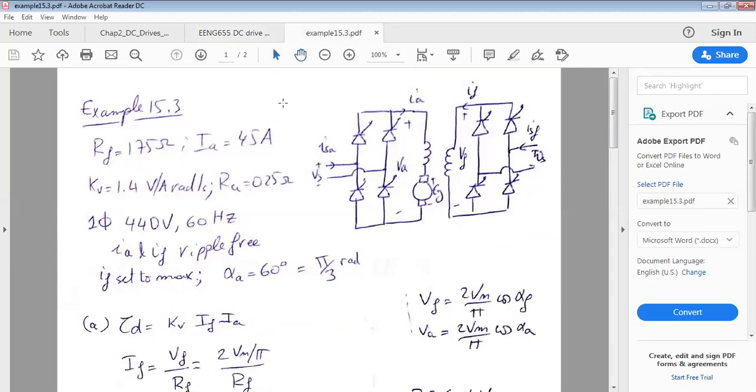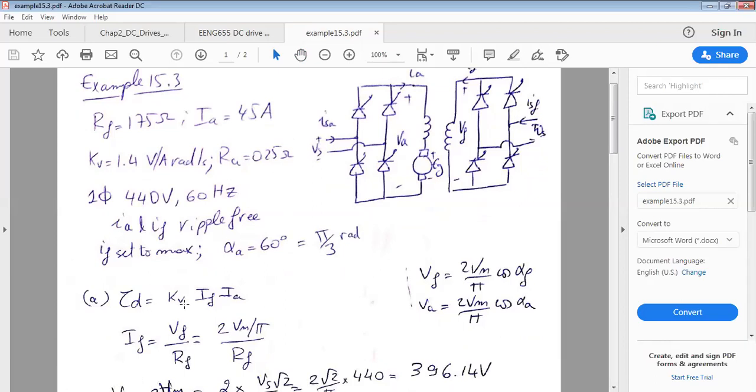So we will start with part A. Part A, I need to find the developed torque. It's kV times IF times IA. I already know that IA is 45 amperes and kV equals 1.4. I need to find IF. Here we have a full converter.